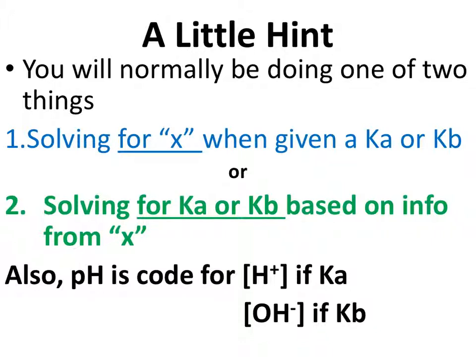Solving for X if you're given Ka or Kb. And again, down there at the bottom, there's a hint. It says pH is code for H plus if it's Ka. But you've got to remember that if it's Kb, it's not H plus. What is it? It's OH minus. That's one of those little tricks as well. Or they'll ask you to solve for Ka or Kb by giving you X. So you're only going to have to do one of those two things.